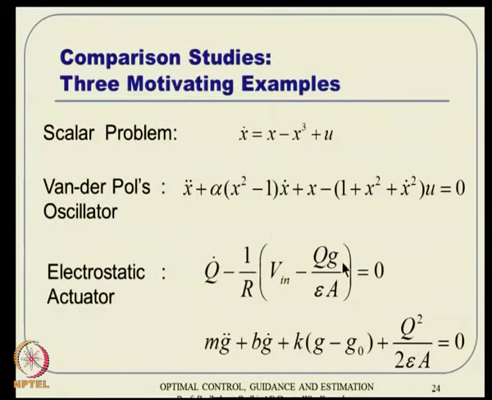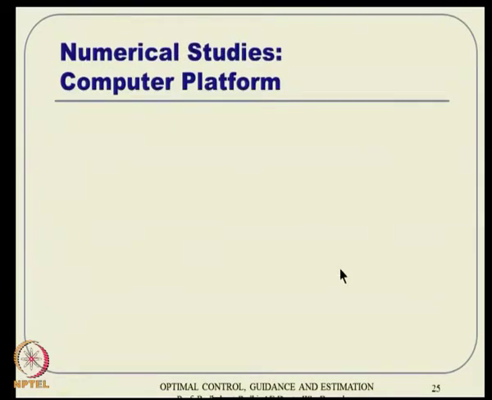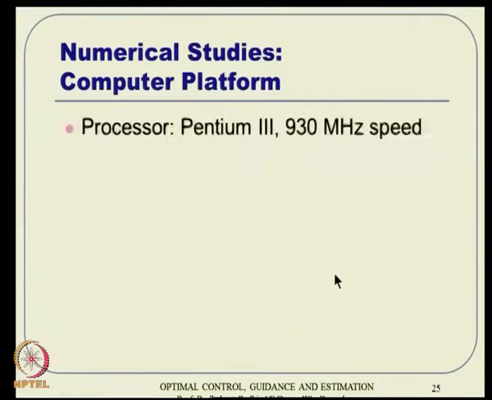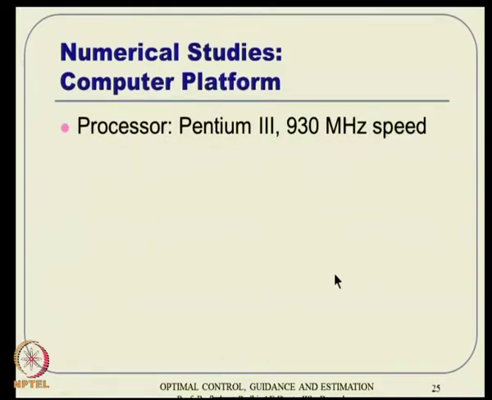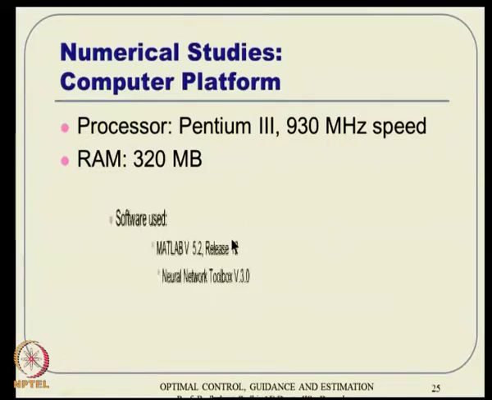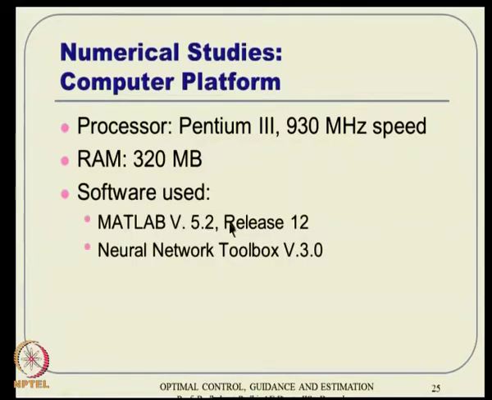For all these exercises, what we have done is use a little bit older computer, and that needs to be the same for all the exercises for a fair comparison. We use something like a Pentium 3 processor with 930 megahertz speed. RAM was less, 320 only. Software used was MATLAB version 5.2. Now versions are quite advanced, MATLAB 2012 is available actually.